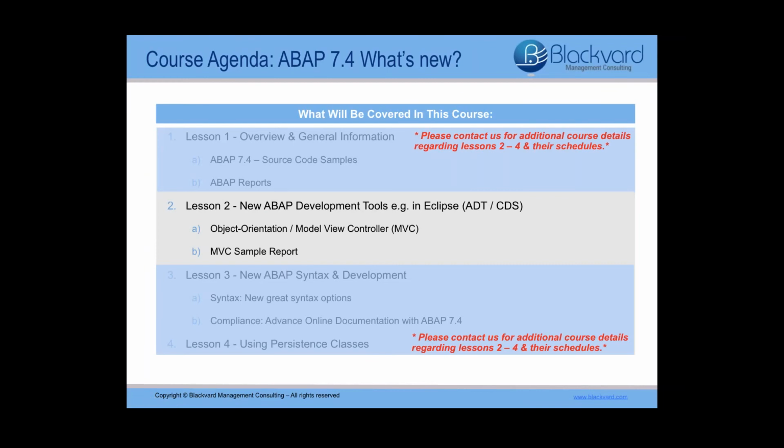Welcome to our second lesson regarding SAP development, ABAP development with ABAP release 7.4. The first lesson was about source code samples and new things, new releases from ABAP 7.4 and ABAP reports, and today it's lesson 2. New ABAP development tools. In this case, we will focus on Eclipse, and we will have a look at object orientation and structuring a report according to the MVC model view controller pattern. Therefore, we will create a sample report using these technologies, and we will create it completely in Eclipse.